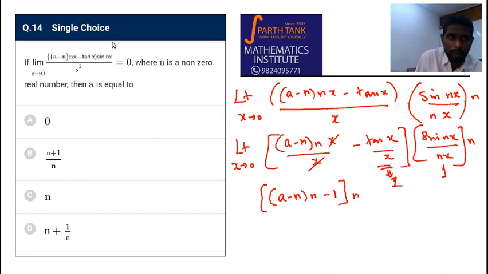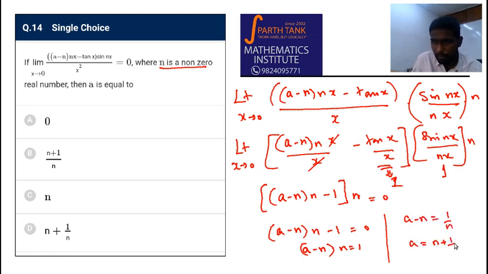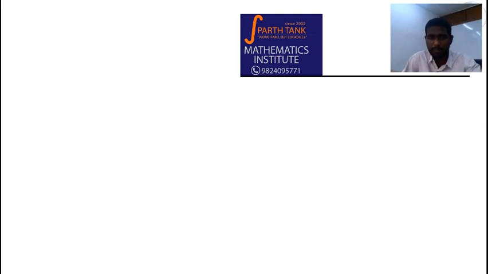And they said this whole limit is equal to 0, so I put this equal to 0. I have to solve for A. Now this gives me that n is equal to 0, but they have said n is not 0, n is a non-zero number. So I have (A minus n) into (n minus 1) is 0. Or since I am solving for A, I can write A minus n into n is 1. A minus n is 1 by n. A is n plus 1 by n. So A is n plus 1 by n, option D.